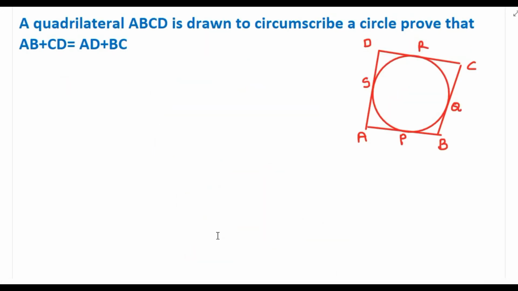Next question. A quadrilateral ABCD is drawn to circumscribe a circle. Prove that AB plus CD equals AD plus BC.